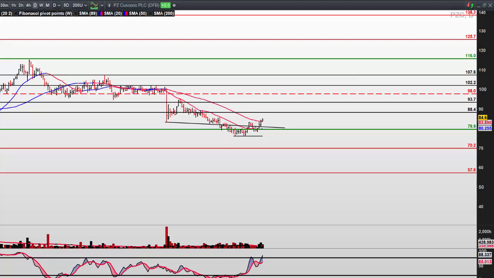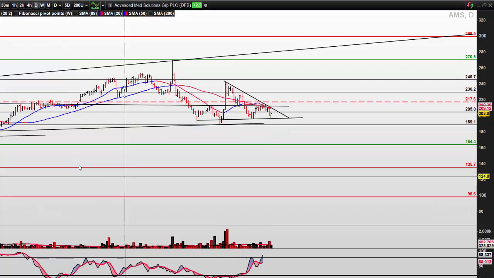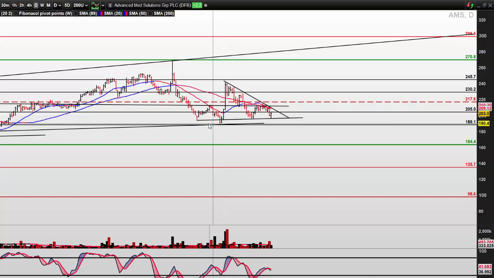And what other ones? Let's look at AMS. So we talked about this one. I bought this one around the 195, popped up to 240. And we do look as if there's the 3-touch pattern. So literally today we've touched the trend line support and closed above.